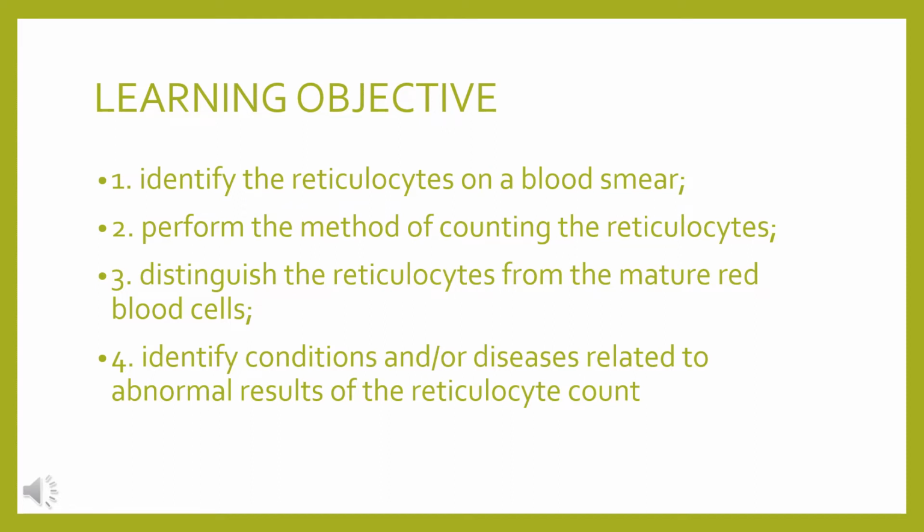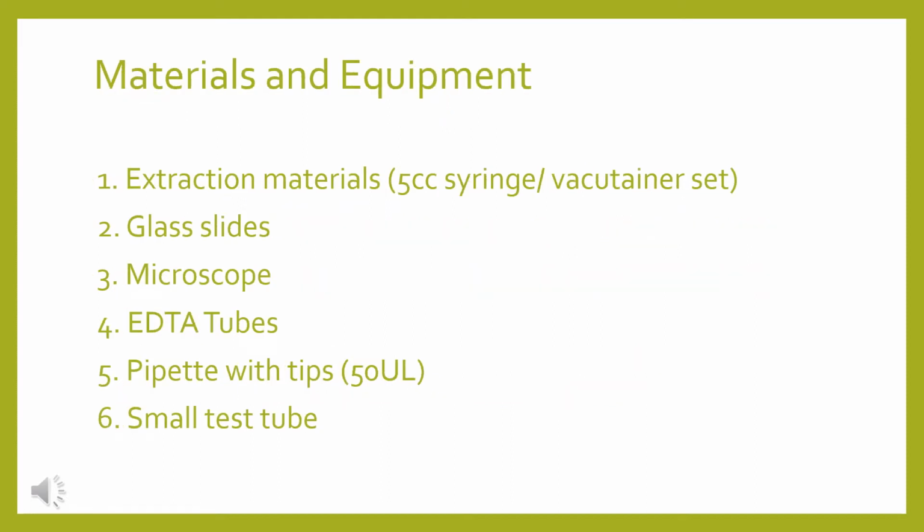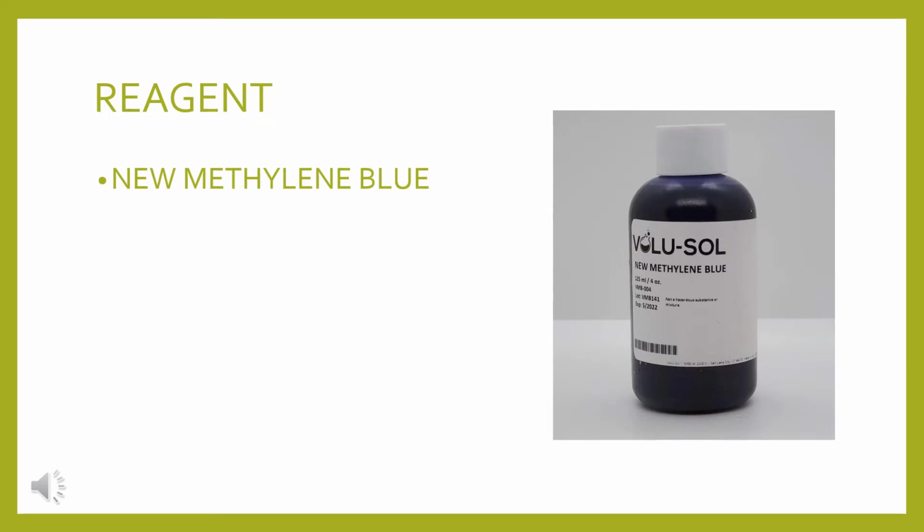the reticulocyte count. What we need is your extraction materials, so your vacutainer sets, glass slides for your blood smear, microscope, and what we're going to use is EDTA tubes as your anticoagulant. You also need your pipette with tips, so we need 50 microliters and one small test tube. The reagent that we will use is an example of your supravital stain, and that is your new methylene blue.